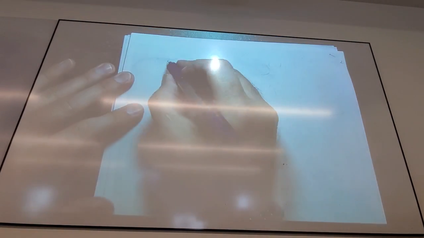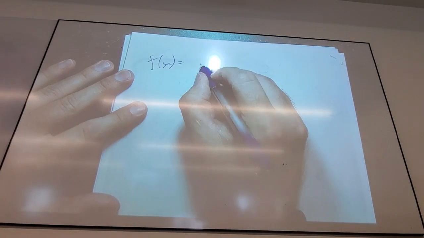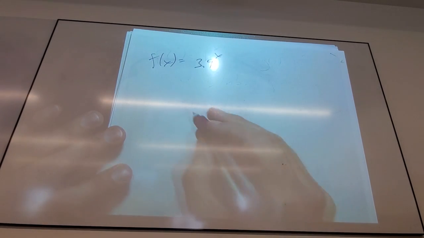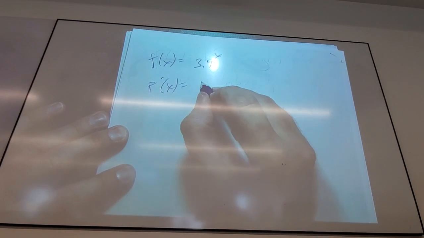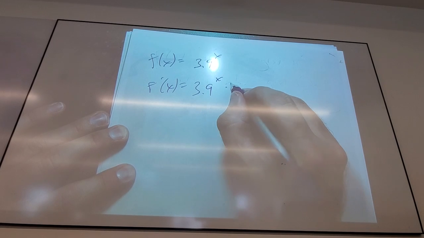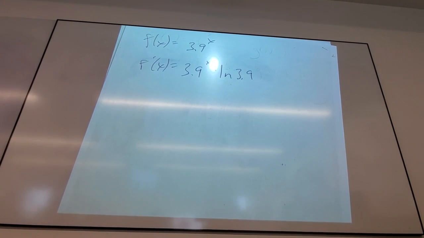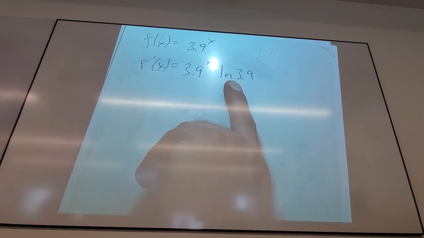So help me out. If I gave you 3.9 to the x, what is the derivative of that? 3.9 to the x times natural log 3.9. Yes, it doesn't matter what the base is. Now, obviously the base can't be 0. That doesn't make sense in the first place. Base can't be negative because poor little natural log is going to freak out, right? So it's got to live within the boundaries of this function.